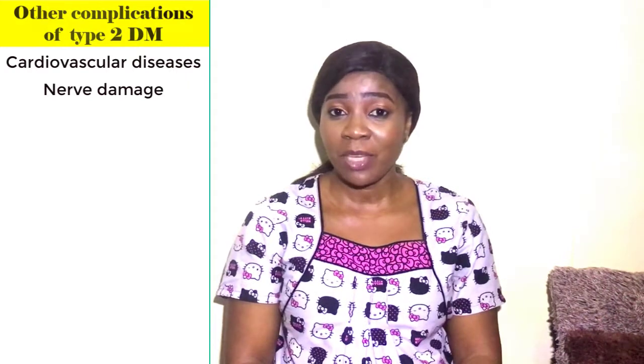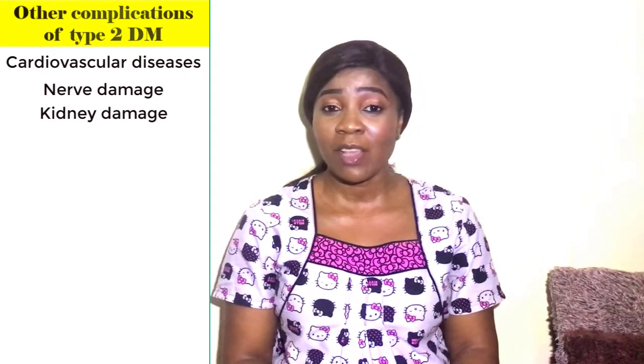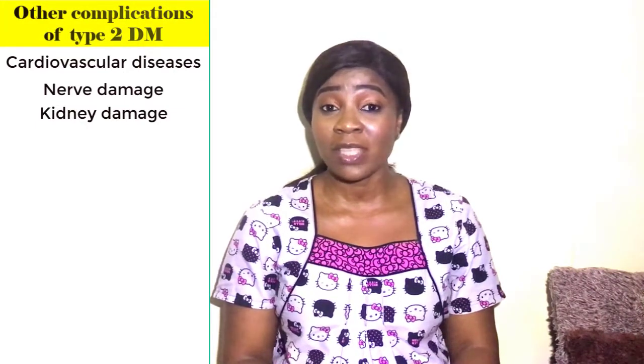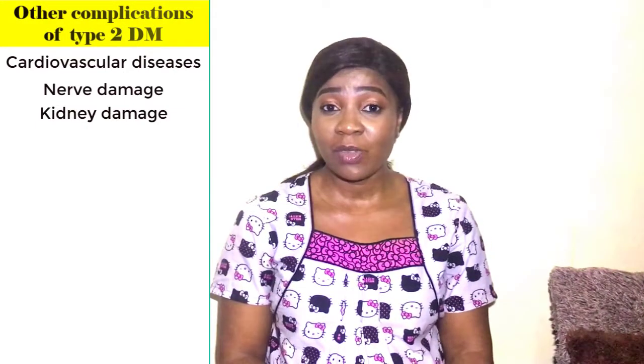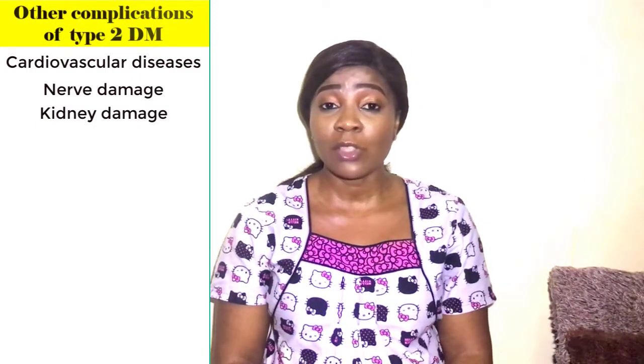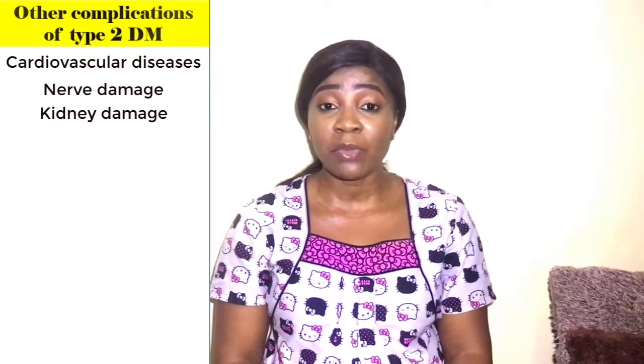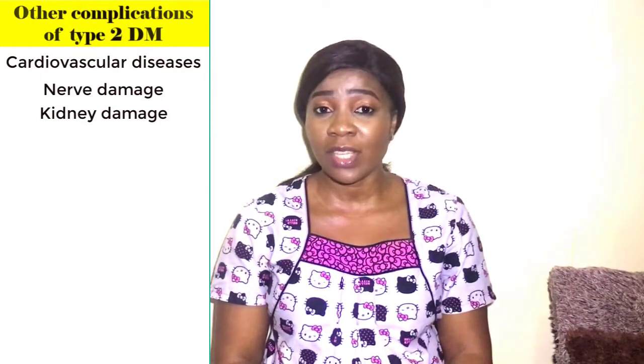3. Kidney damage or nephropathy. The kidneys contain millions of tiny blood vessels called glomeruli that filter waste from the blood. Diabetes mellitus can damage this delicate filtering system. Severe damage could lead to kidney failure or irreversible end-stage kidney disease, which may require dialysis or a kidney transplant.